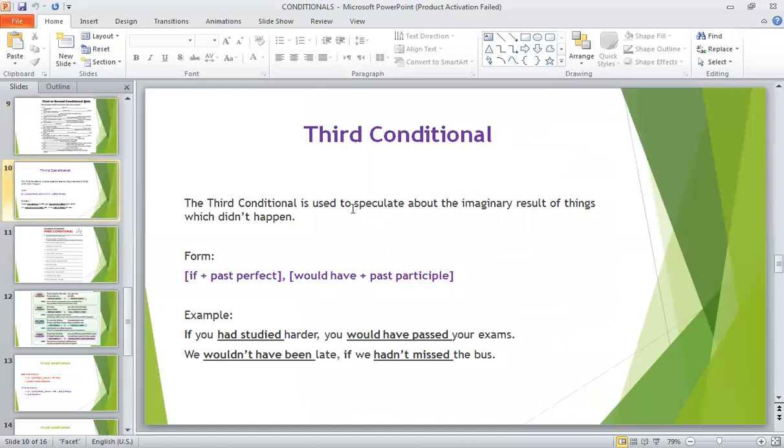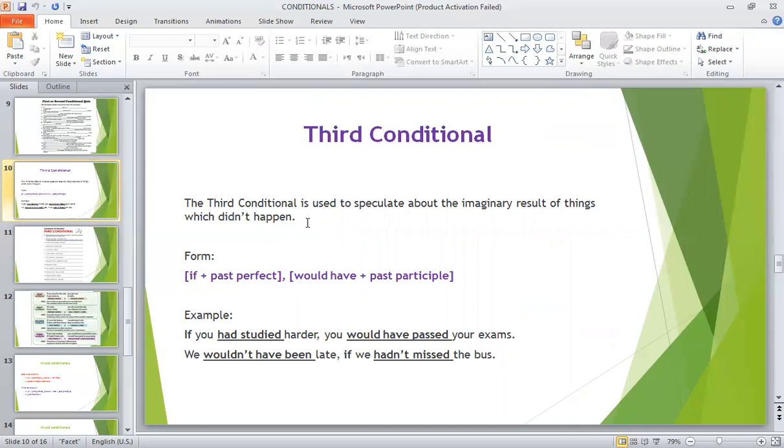Third conditional. The third conditional is used to speculate about the imaginary result of things which didn't happen. Third conditional refers to the past. It is the only conditional among first, second and third that refers to the past. First and second conditionals refer to the present and future. So third conditional refers to the past.